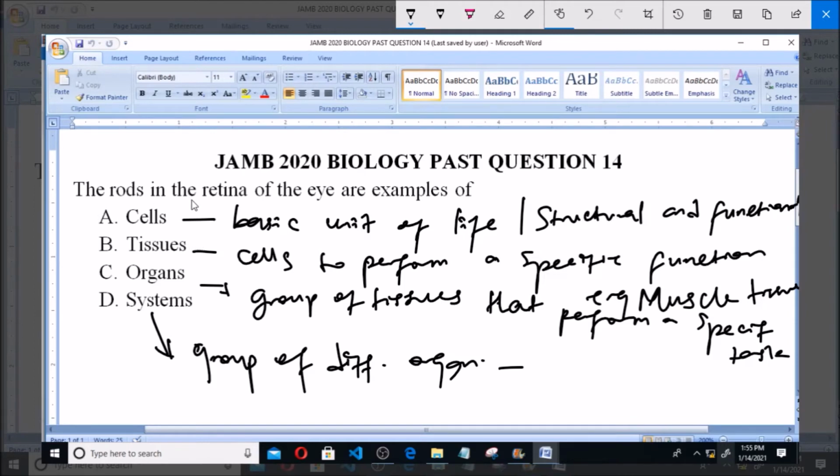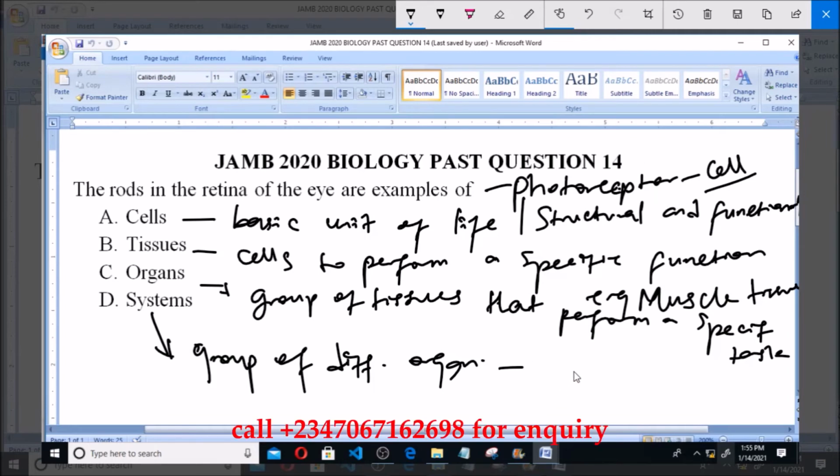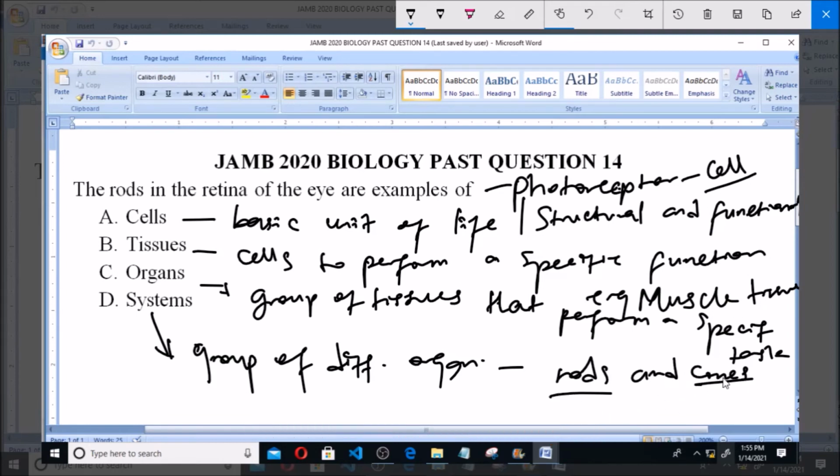Now, the question says the rods in the retina of the eye are examples of what. In the eyes, we have what we call the photoreceptors. Photoreceptors are cells that are receptive to light. They are responsible for the conduction of light rays and convert them into impulses that the brain interprets, and then we are able to see. These photoreceptors in the eye include the rods and the cones. The rods and cones are photoreceptors, and photoreceptors are cells. They occur at the cellular level.